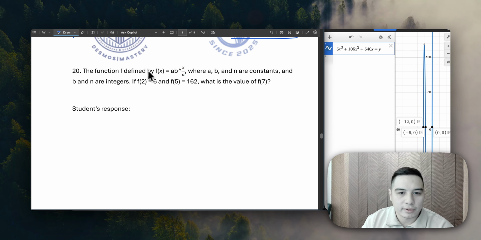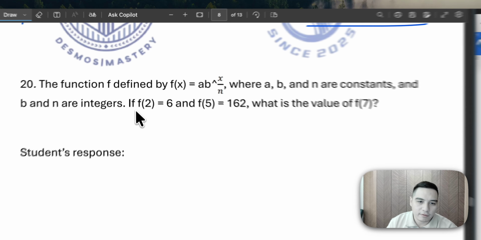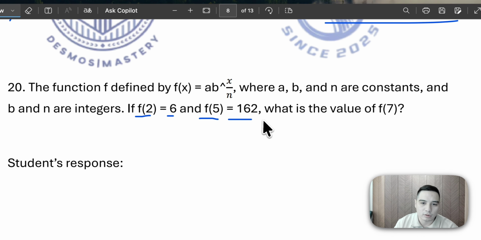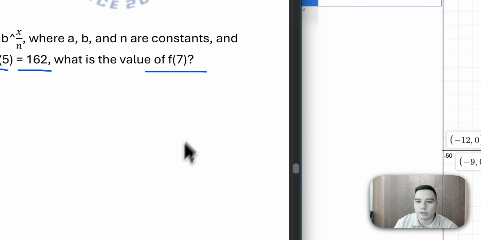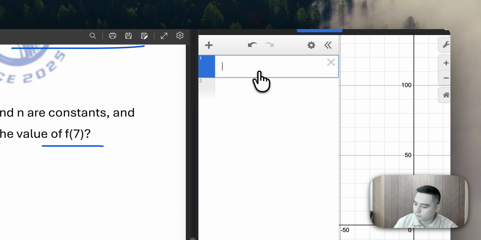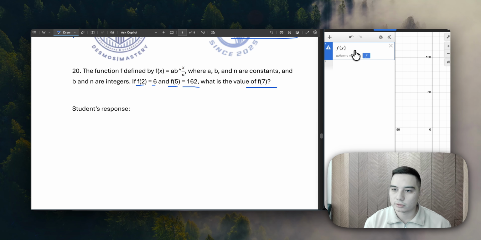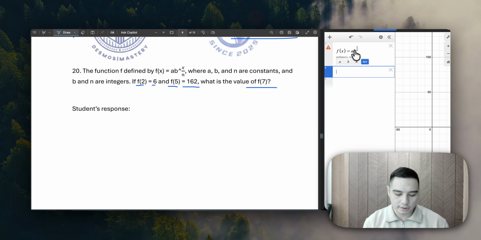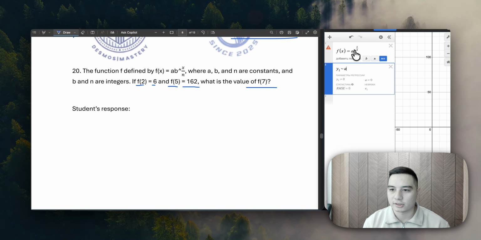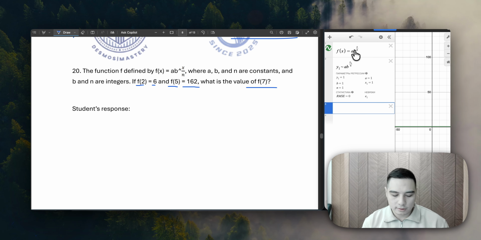The function f defined by a times b to the power of x over n, where a and b are constants and n is an integer. If f of 2 is 6 and f of 5 is 162, what is the value of f of 7? This is a Prepros question. If you solve the Prepros book, you will know how to handle this. We can make a table, or just let's make a function the same way by the equivalence like this, and just create a table.